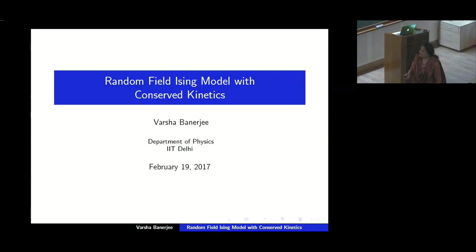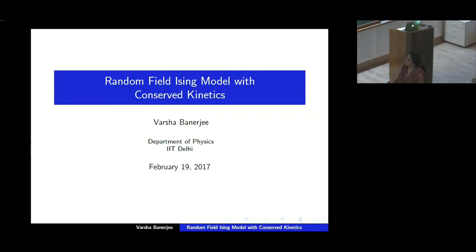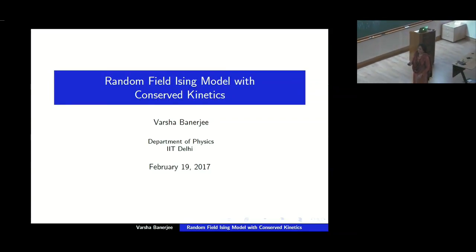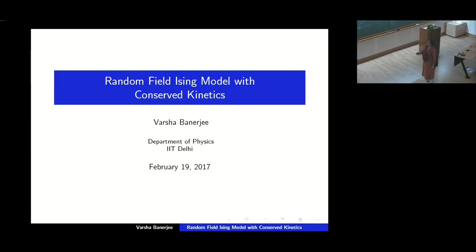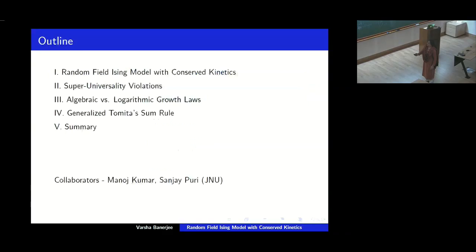So that's the title of my talk. I'm going to talk about the random field Ising model, a very popular model in statistical physics. And this time it is with conserved kinetics.